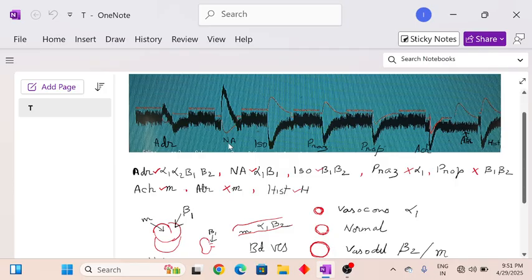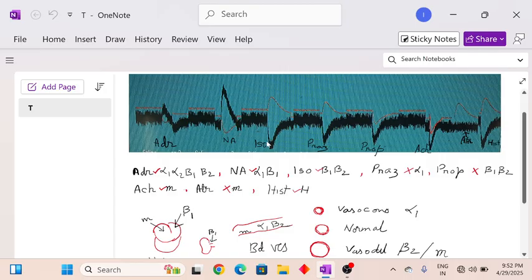Noradrenaline stimulates alpha 1 and beta 1 receptors. Due to stimulation of alpha 1 receptors, there is vasoconstriction. As a result of which, there is rise in blood pressure. Effect on the heart: noradrenaline decreases the heart rate. The reason is, again, reflex bradycardia due to peripheral vasoconstriction. So it increases the blood pressure and decreases the heart rate.